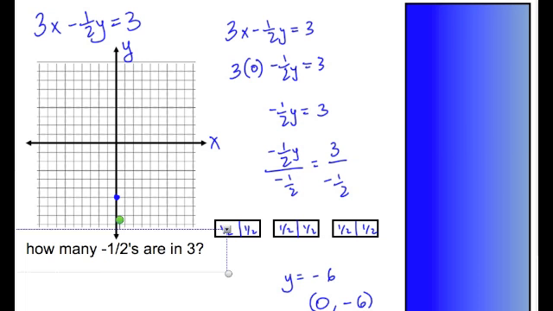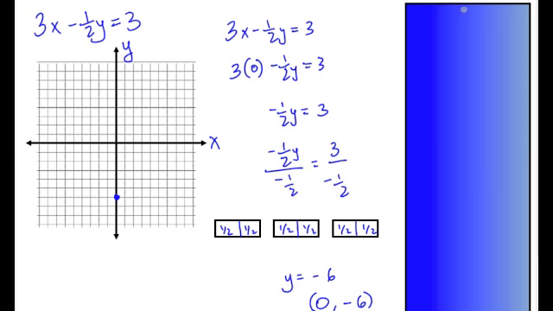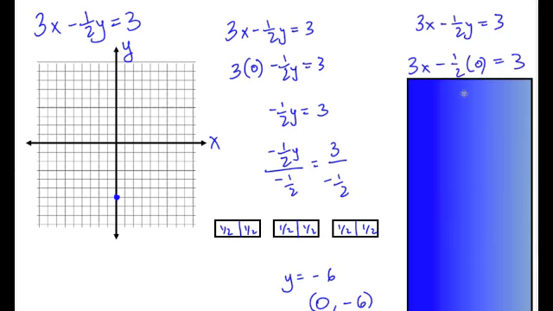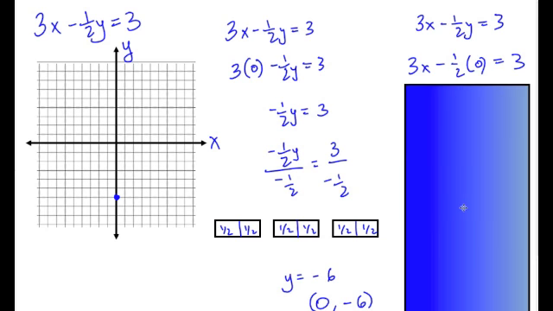All right, let's get rid of this. Now I put the 0 in for x. What do I put the 0 in for? Of course, I put it in for y. This one's going to be a little bit easier because there's no fractions.